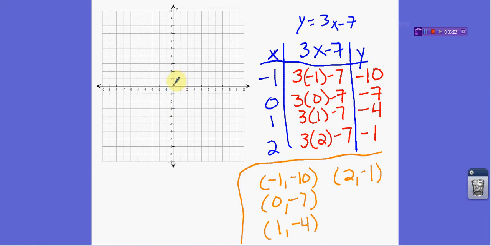So -1, -10. -1 tells me to go left 1, and -10 tells me to go down 10, so that's that point right there. 0, -7, well 0 says don't go anywhere. Go to -7, so that's right there. 1, -4, well that's over 1, down 4. And 2, -1 is right there.